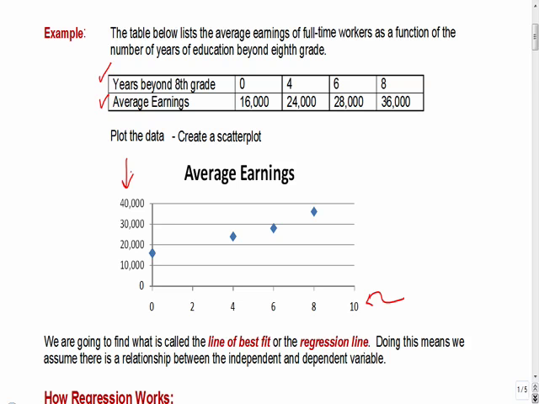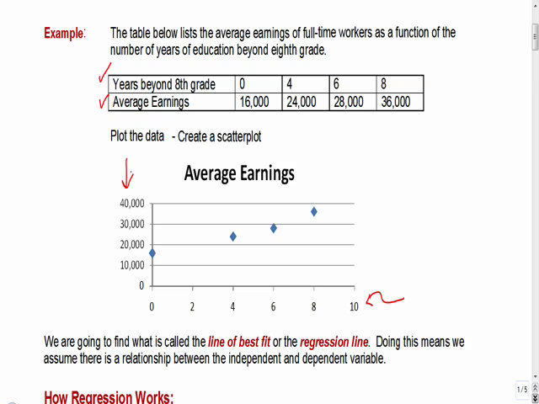What we're going to do from here is find what is called the line of best fit, or the regression line. Doing this means we assume that there is a relationship between the independent and dependent variable. What we're going to be looking at at this point is linear regression, and so we're going to be looking for the line that runs through this data the best possible way.